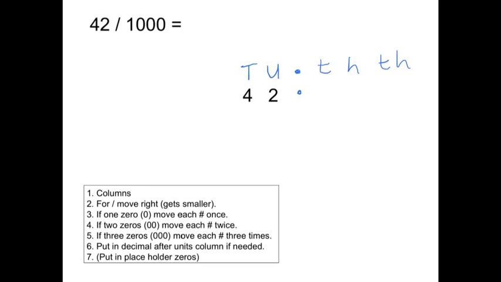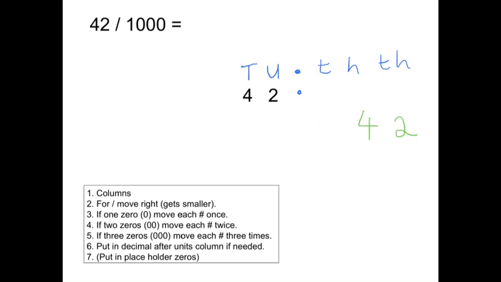Now, I'm going to bring each number down. I'm going to move it 3 times. So the 2, bring down, and count over the decimal, 1, 2, 3. The 2 is going to go in there. Next, I'm going to bring the 4 down. I'm going to count 3 times to the right, missing the decimal, 1, 2, 3. The 4 goes in there.